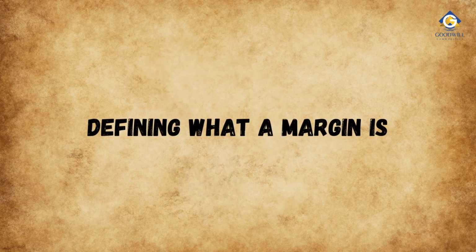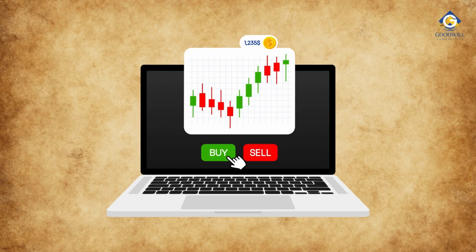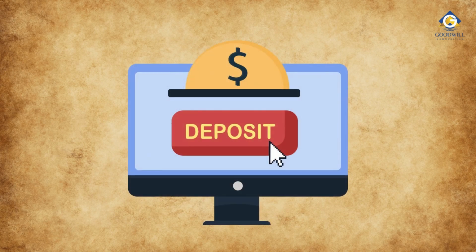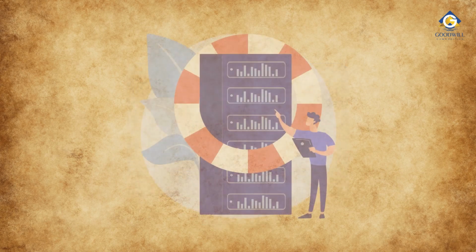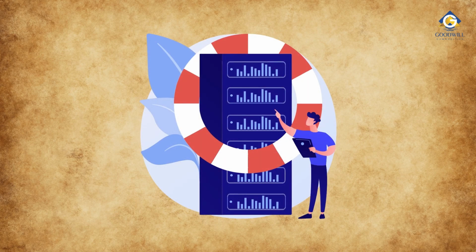Firstly, let's define what margin is. In trading, margin refers to the amount of money that a trader needs to set aside in their account to open and maintain a position. It acts as a security deposit, ensuring that the trader can cover potential losses. Simply put, it's the collateral you need to have in your account to make trades.